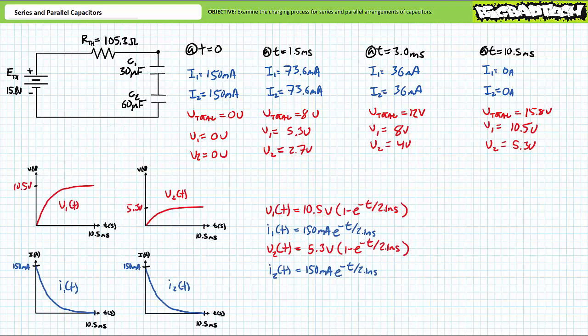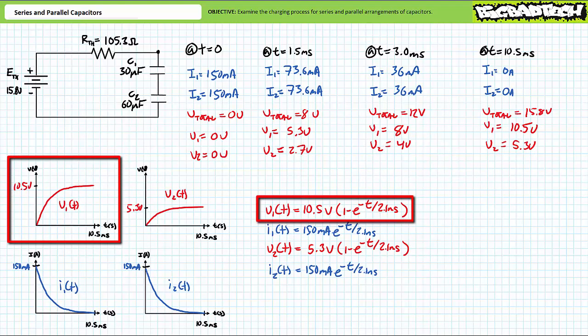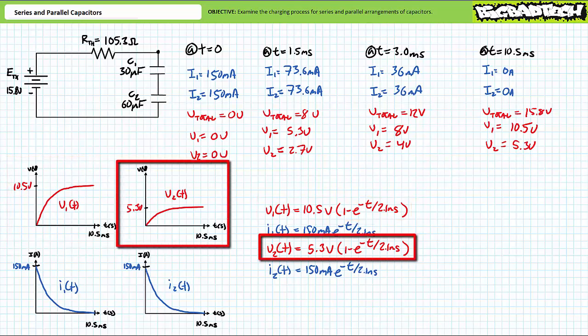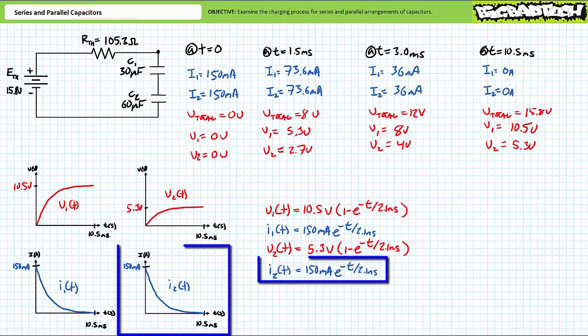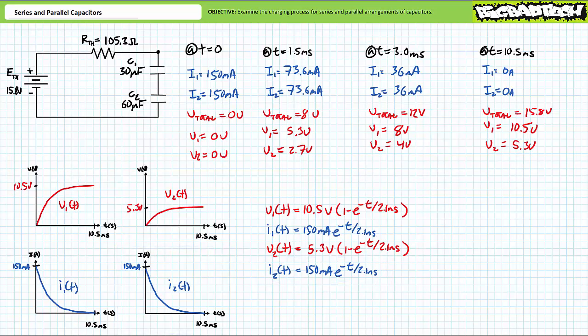For this series combination of unequal capacitors, you could express voltage across C1 as V1 of t equals 10.5 volts times 1 minus e to the negative t over 2.1 milliseconds. Voltage across C2 as V2 of t equals 5.3 volts times 1 minus e to the negative t over 2.1 milliseconds. Current through C1 as I1 of t equals 150 milliamperes times e to the negative t over 2.1 milliseconds. And current through C2 as I2 of t equals 150 milliamperes times e to the negative t over 2.1 milliseconds. At any time, current through these unequal series elements is the same, however the total voltage is apportioned unequally.